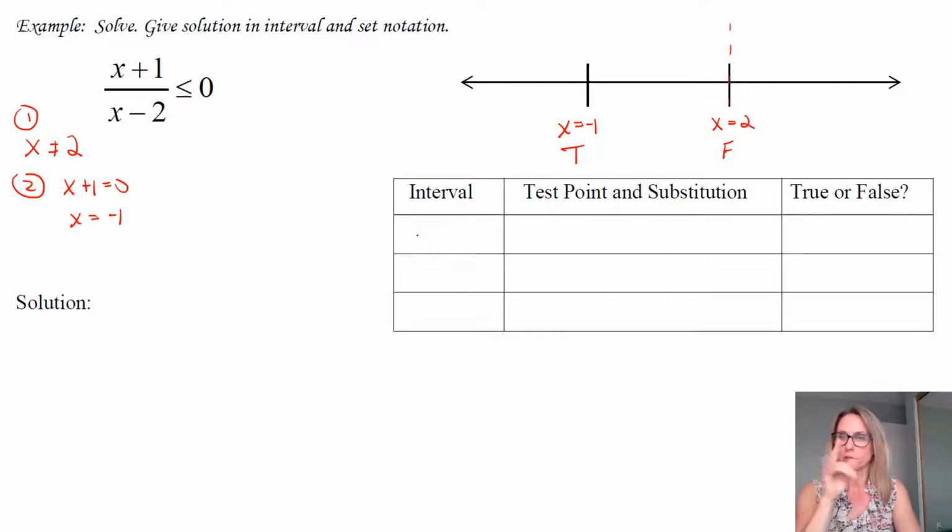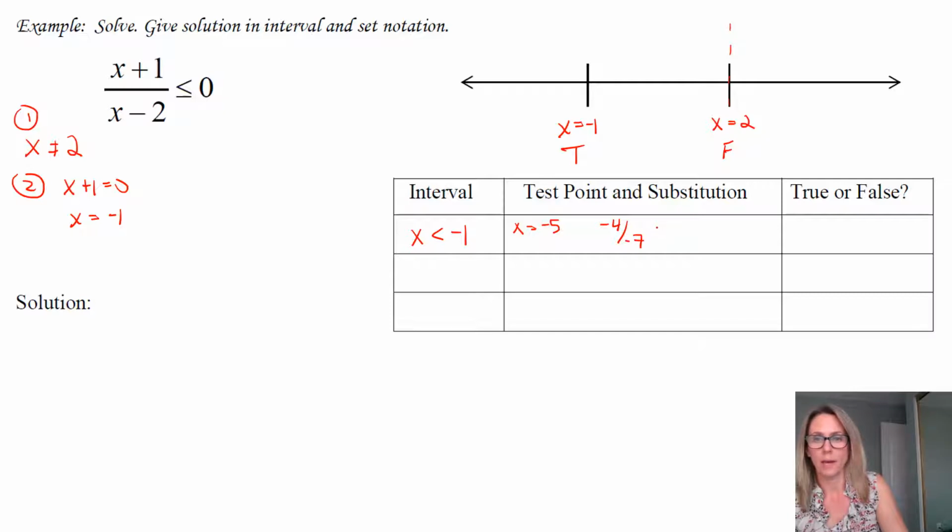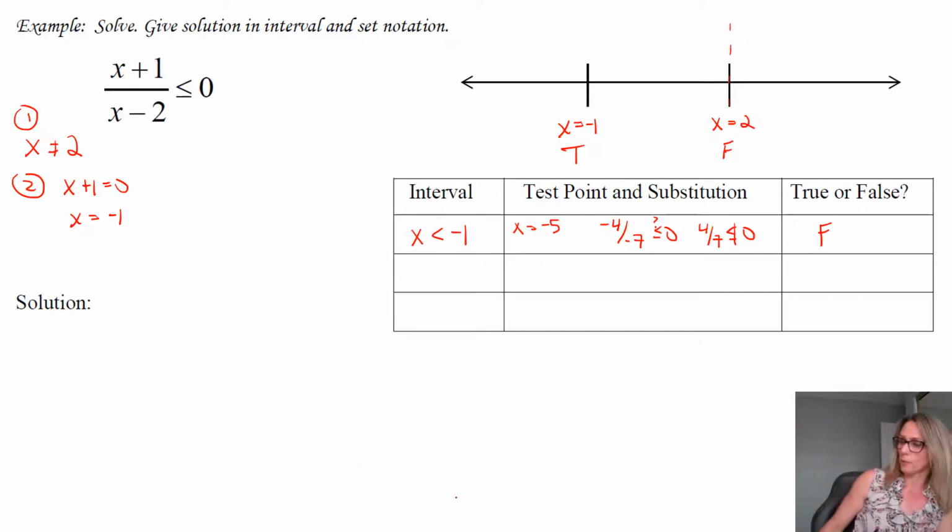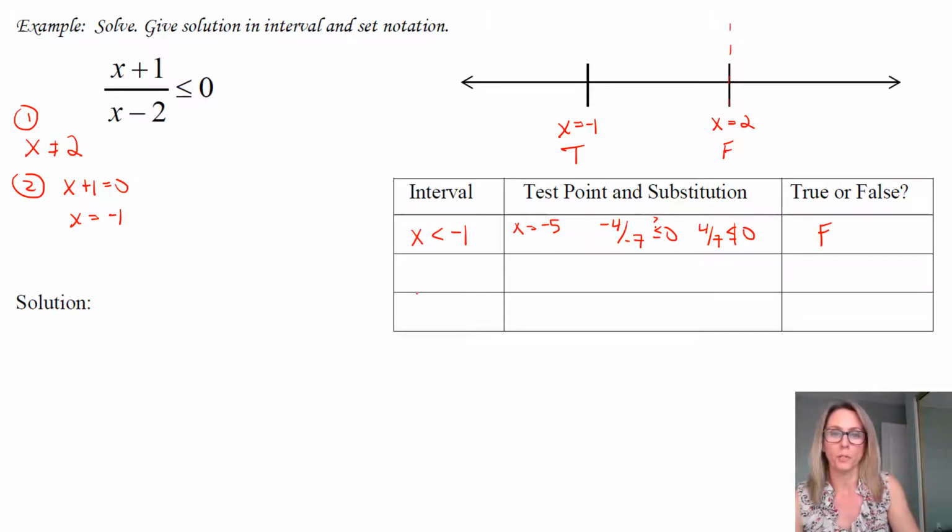Again, we're just looking at these 3 intervals that we have here. So anytime x is less than -1, we choose a value. What do I choose here? I get crazy. I choose x equals -5. I plug it into the numerator, I get -4. I plug it into the denominator, I get -7. The question is, is that less than or equal to 0? And of course that is 4/7, which is not less than or equal to 0 because that's a positive number. So that is false. So that tells us that interval is not part of our solution.